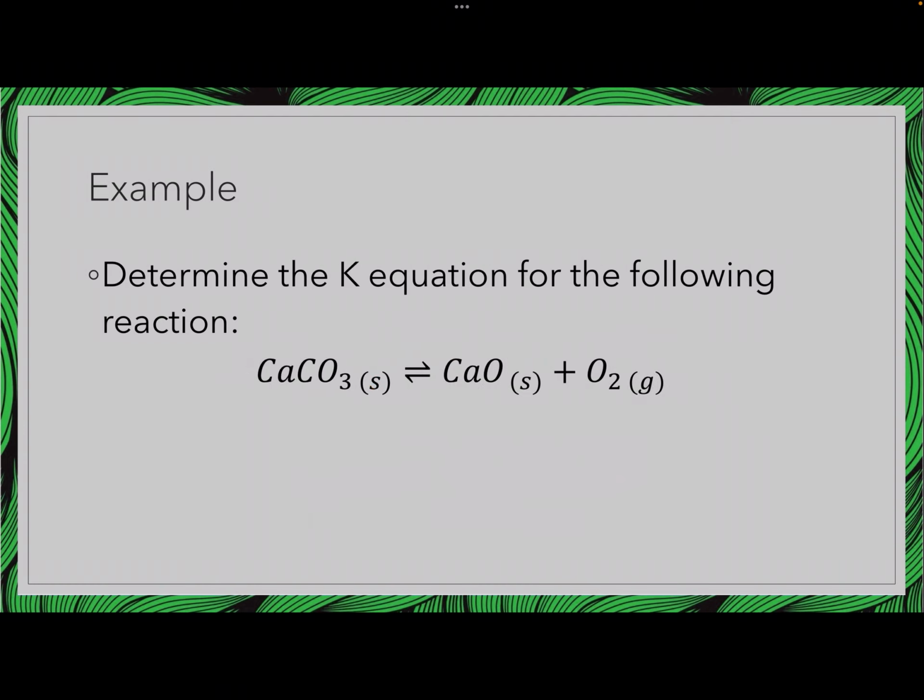Let's have a look at this one. Determine the K equation for the following reaction. Calcium carbonate solid is in equilibrium with calcium oxide solid plus oxygen gas. Which ones are included? Gas, that's included. Solid, not included. Solid, not included. So what's our K equation going to be? This one's a nice easy one. It's just going to be the concentration of oxygen. Again, we replace the other two with ones and we just get that. So, a nice, easy K equation.